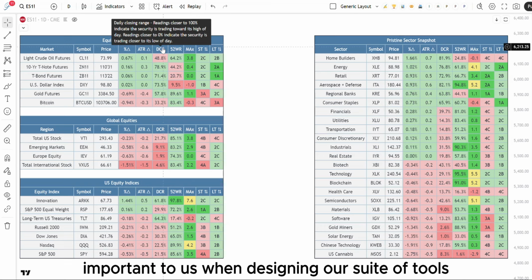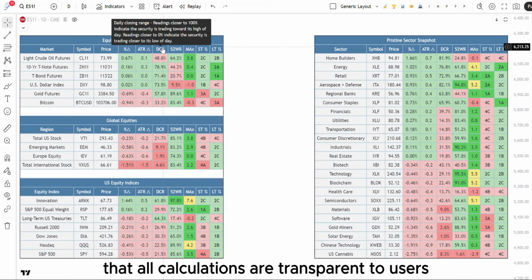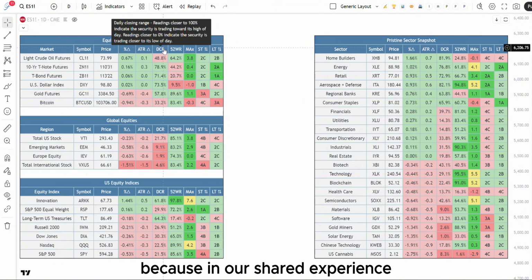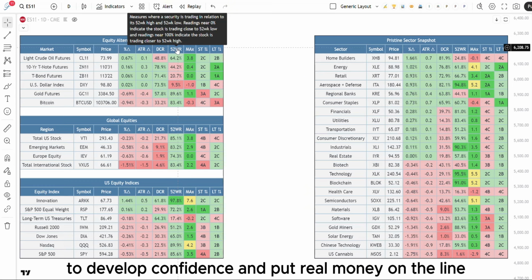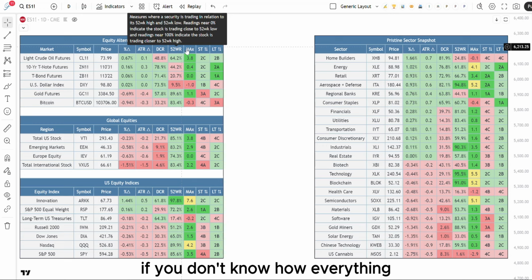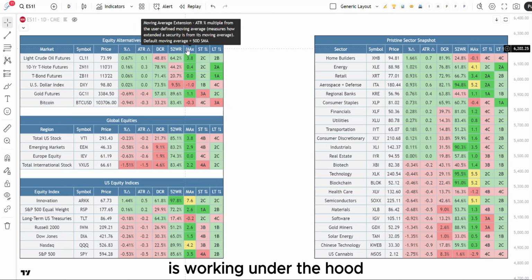It was important to us when designing our suite of tools that all calculations are transparent to users, because in our shared experience as fellow users of tools, it's nearly impossible to develop confidence and put real money on the line if you don't know how everything is working under the hood.